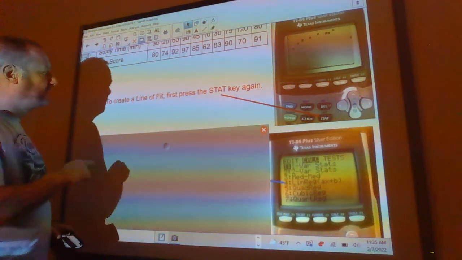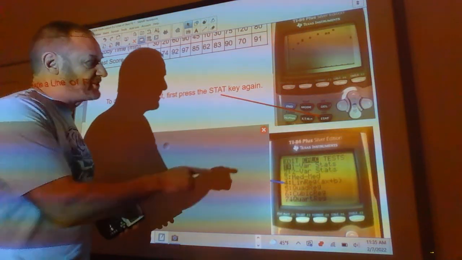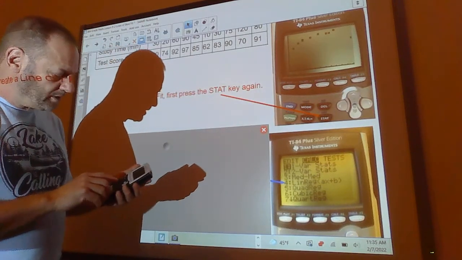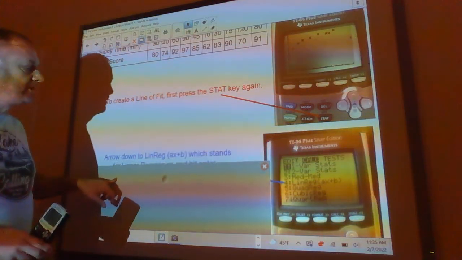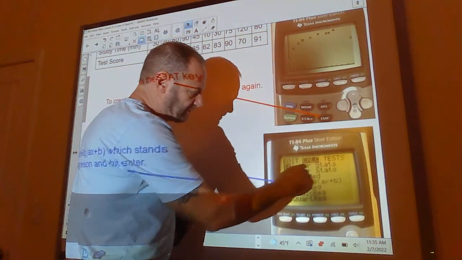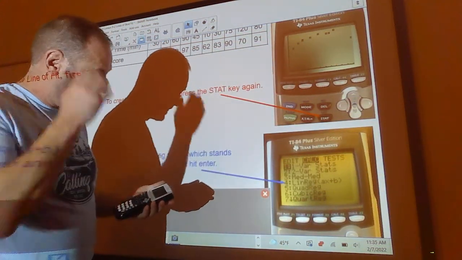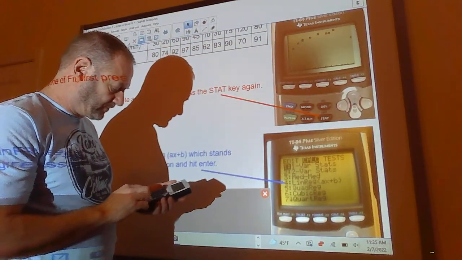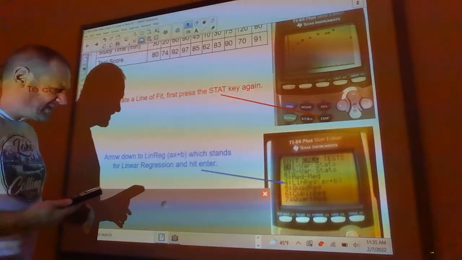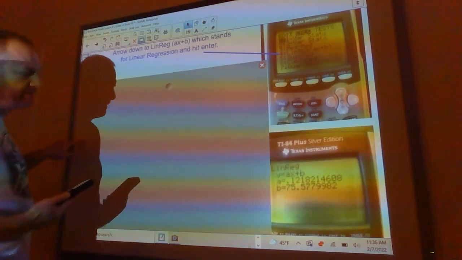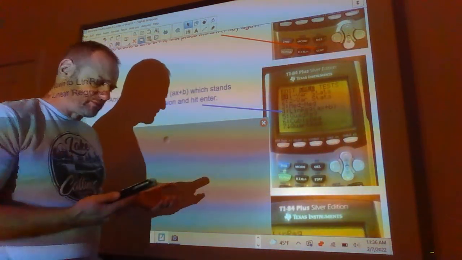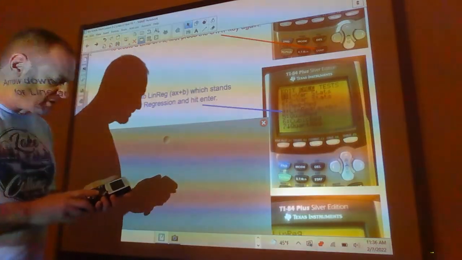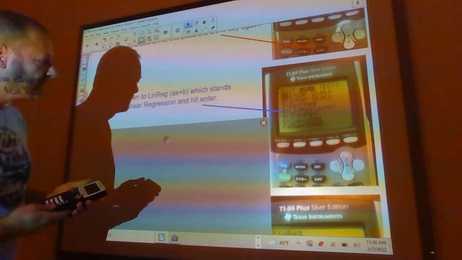To create the line of best fit, the first thing you do is push the stat key again. Your stat key is right here. You get this screen right here. You go next to edit, you go to calculate, and you go down to number 4, it says linear regression ax plus b. So you press 4, and it will give you this screen that says X list L1, Y list L2, and a couple other things. And then you just want to arrow down to calculate and hit enter.